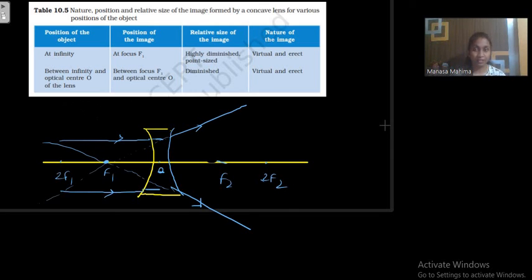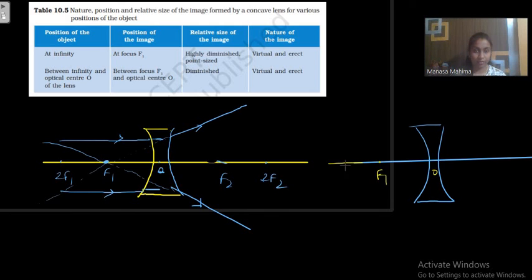Okay, if we consider the object between infinity and the optical center O of the lens, you can take it at any point. As we know, this is the optic center, correct? And this is f1, 2f1, f2, 2f2, correct? And we have to consider the object between infinity and the optical center O.